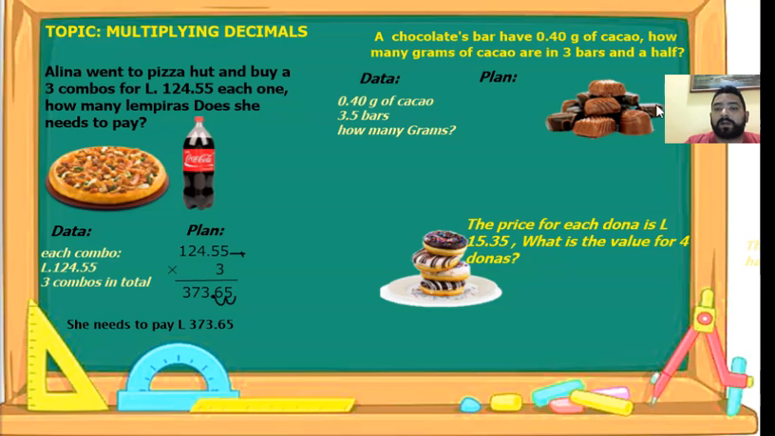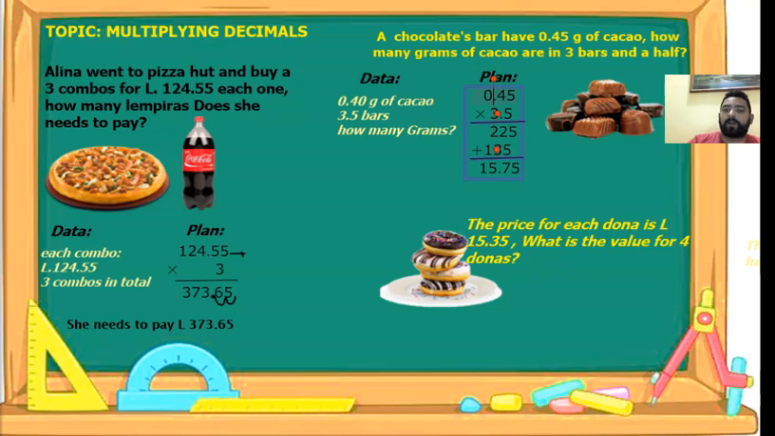So remember, here we have 0. I'm going to change this one to 0.45, because it's 0.45 grams. Then we are going to do the plan. In the plan, we have 0.45, which is the quantity of grams of cacao for each bar, and in this one we have the quantity of bars. So we are going to multiply as a normal multiplication, and then you have to count how many places you have. As you can see here, we have 2 places.